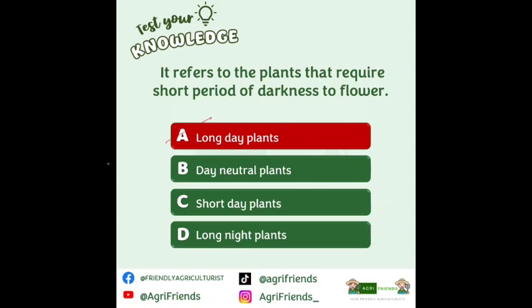Long day plants, day neutral plants, and short day plants, these are classification of plants based on their photoperiod. So long day plants, these are plants that will flower when exposed to long day or short night. Day neutral plants, these are the plants that will flower regardless of the day length. While short day plants, these plants will flower when exposed to short day or long night.